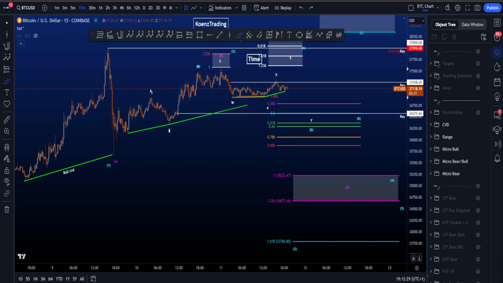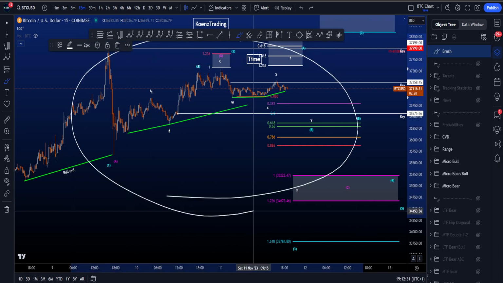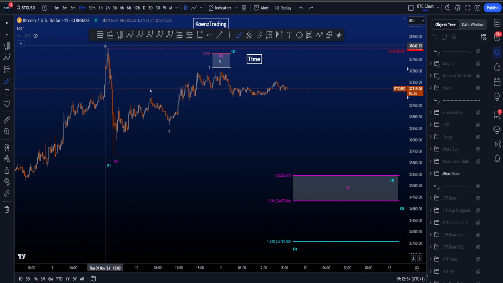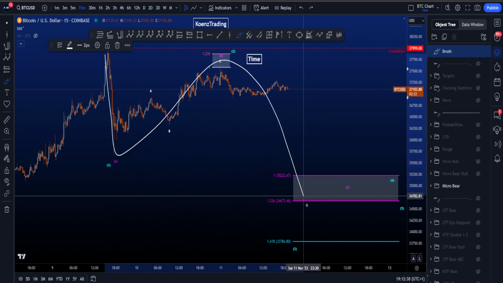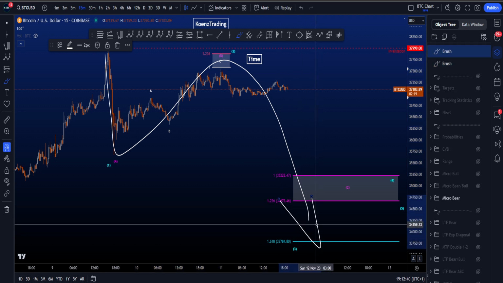Hi everyone, let's go over my bullish and bearish Elliott Wave scenarios on Bitcoin, starting with the micro bearish scenario, where we're looking for an ABC to the downside or a wave 1, 2 and then a wave 3 to the downside for lower prices to come.